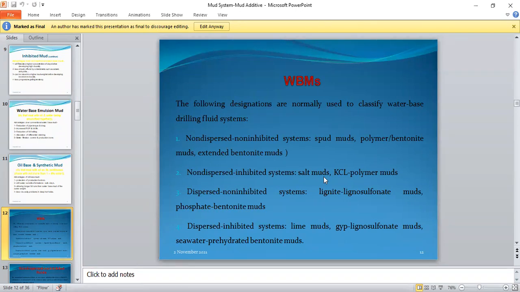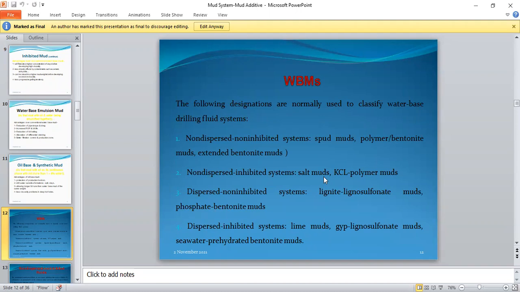Then we have dispersed, non-inhibited system. We have lignite, lignosulfonate mud. We have phosphate bentonite muds. Then we have dispersed and inhibited systems.